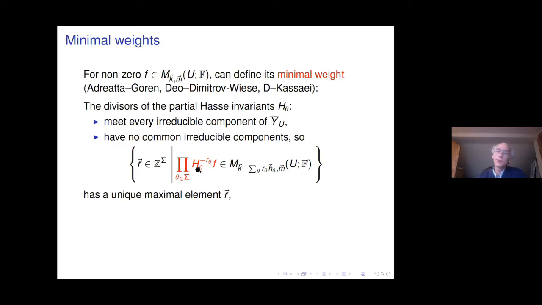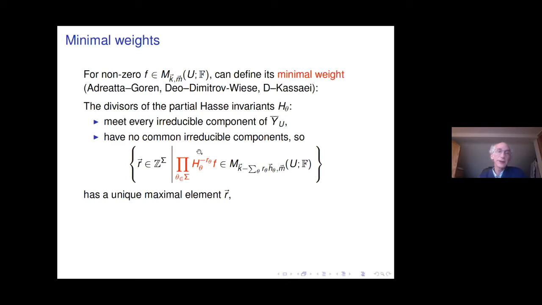So to get the minimal weight, just divide as much as possible by partial Hasse invariants, and you see that this is well defined. The process has to stop because the partial Hasse invariants are well behaved. They meet every irreducible component. So the divisors, the vanishing locus of the partial Hasse invariants, are in fact smooth, proper divisors on the Hilbert modular variety with normal crossings, and they have no common irreducible component. So this construction makes sense.